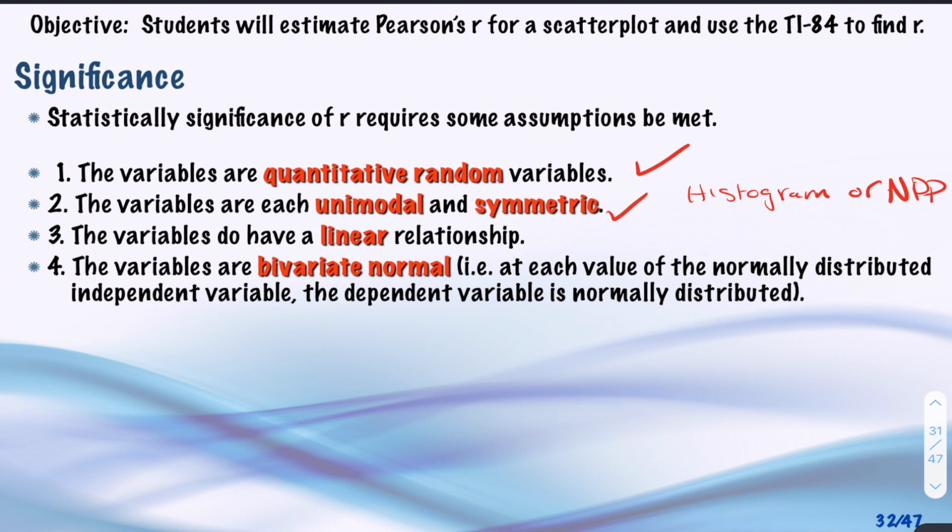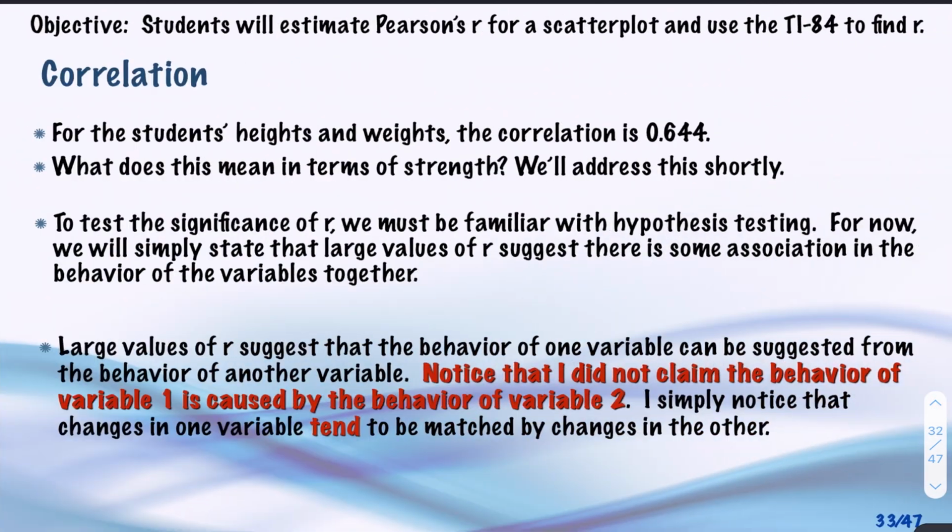The variables do have a linear relationship. We could get an R for a curvilinear relationship, but that's not what we're looking for here. And lastly, the variables are bivariate normal, i.e., at each value of the normally distributed independent and dependent variable, if I looked at the x data and the y data, they both look like a normal model. So that's the significance, and that's what we mean when we say statistically significant, and that's how we can use R in its proper context.